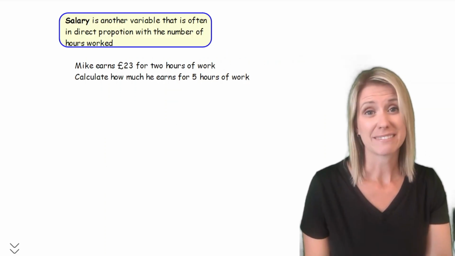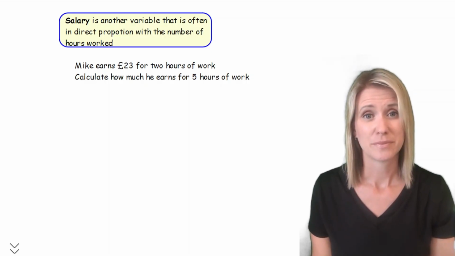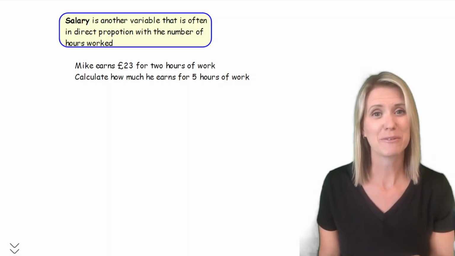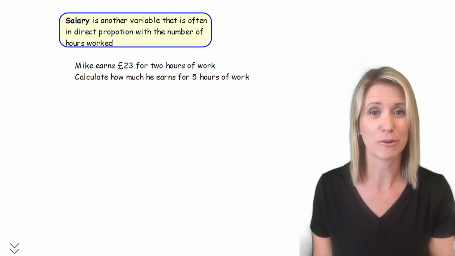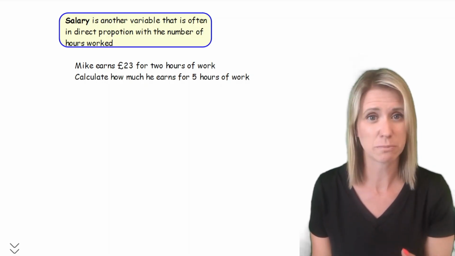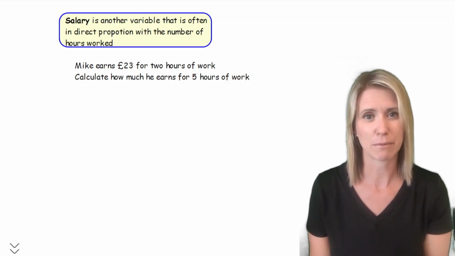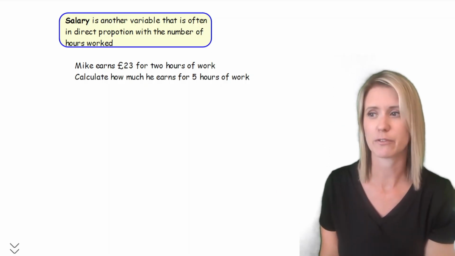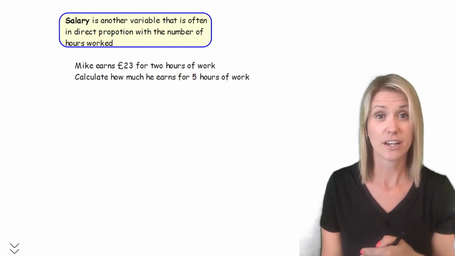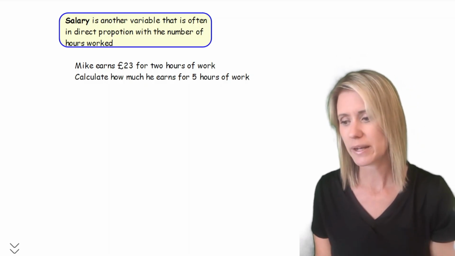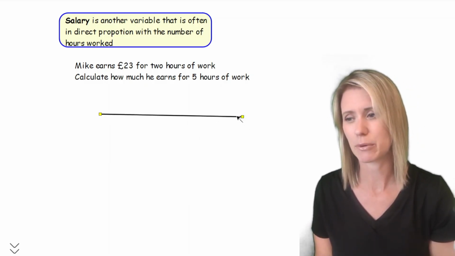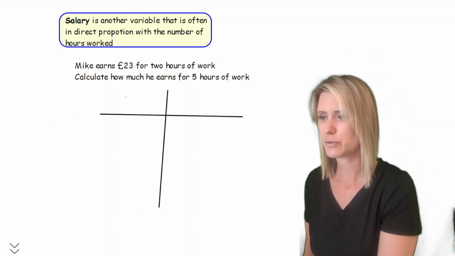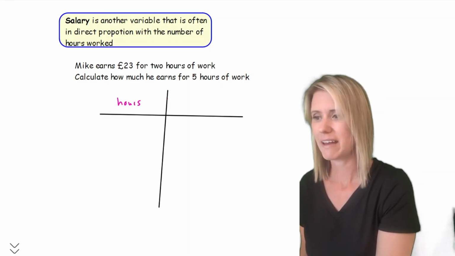A salary, that's another variable, the amount you earn. Because often if you're paid an hourly rate, the more hours you work, the more money you get. And if you're paid the same wage per hour, then it would be the same amount of money. So Mike earns £23 for 2 hours of work. Calculate how much he earns for 5 hours of work. I always recommend representing these on a table to make a little bit more sense. So we first got the hours that he's worked, and then we've got the pay.